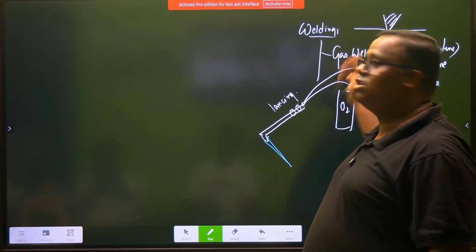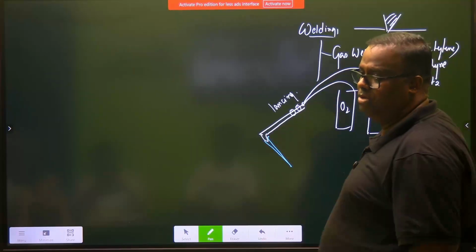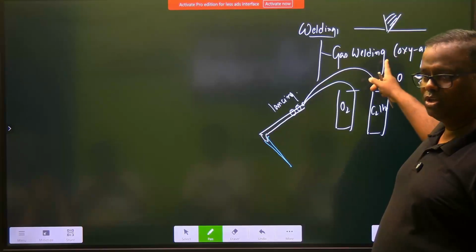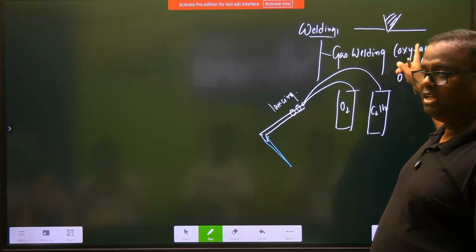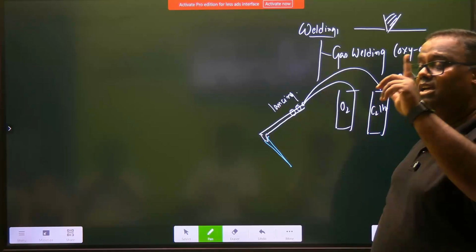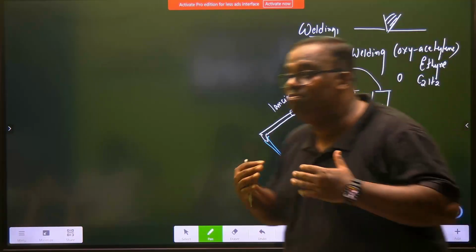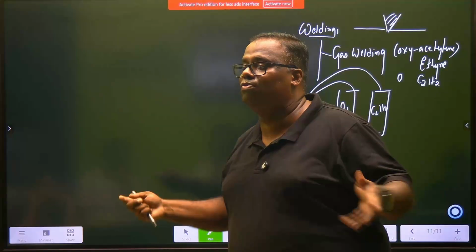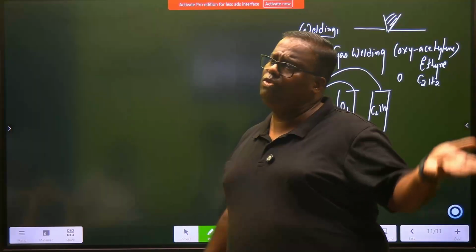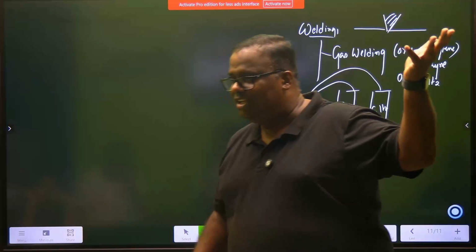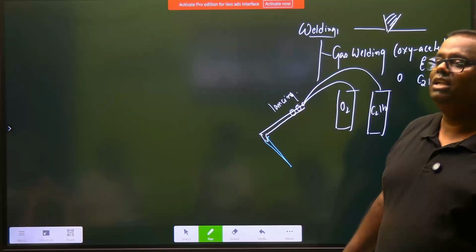Therefore, it is known as oxyacetylene gas welding, a part of your syllabus. What type of gas do we use? Acetylene along with oxygen. Acetylene is an unsaturated hydrocarbon. Why do you need the oxygen? Because the ambient oxygen is not sufficient for complete combustion. Calorific value is very high, but for that it has to burn. The oxygen that you are getting is less.